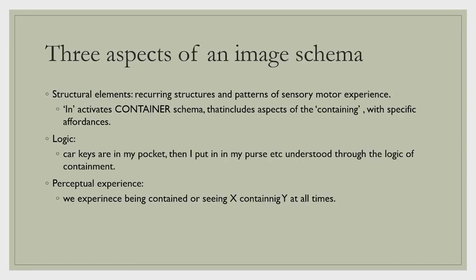Now when we talk about schemas individually, we have to look at three aspects of an image schema. Each schema has three primary aspects. One is called the structural element, then there is a logic, and there is a perceptual experience. Why do we talk about perceptual experience? Because we are looking at this entire issue from the perspective of embodied cognition. Lived experiences are the basis of creating image schema. That is why perceptual experience needs to be talked about.